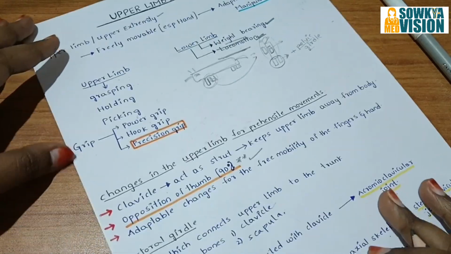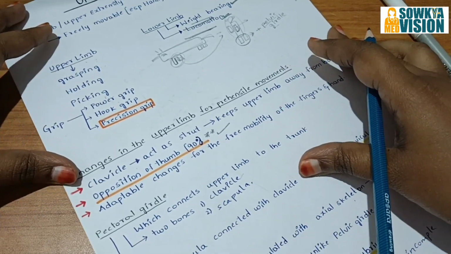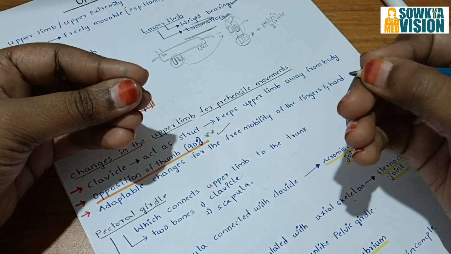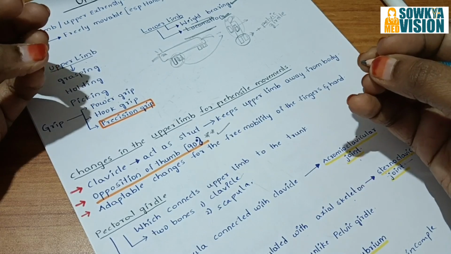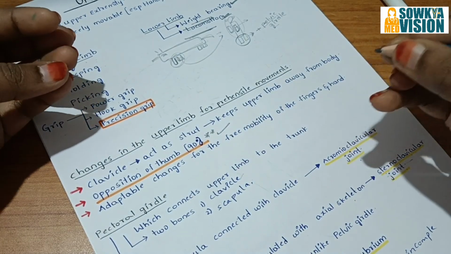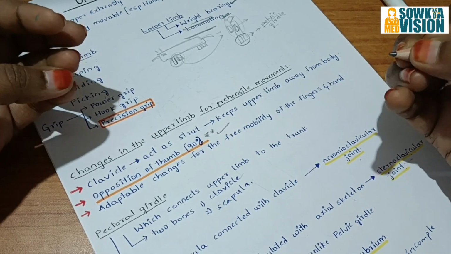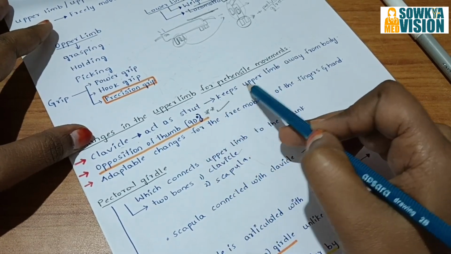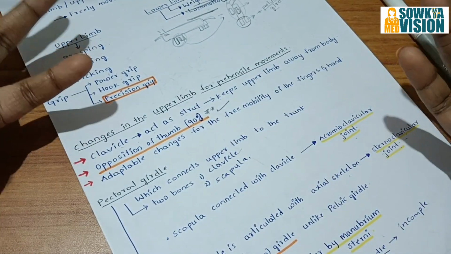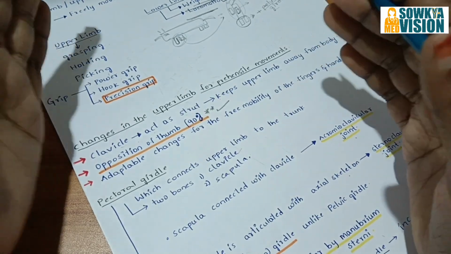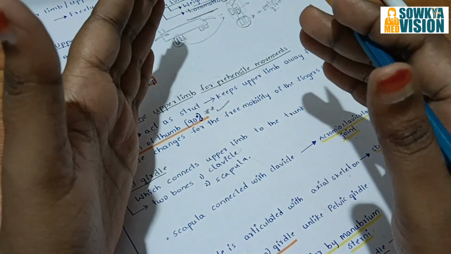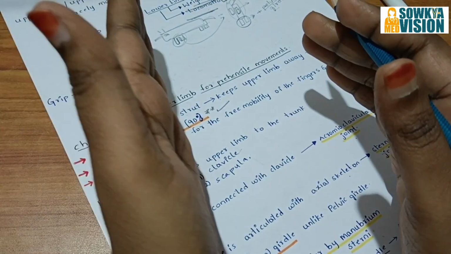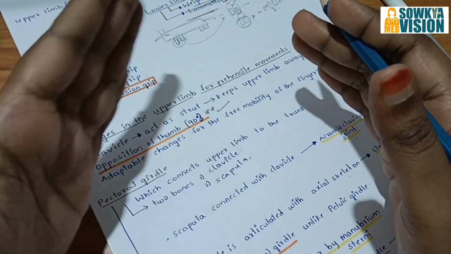Now let's see what the changes in the upper limb for prehensile movement are. Only humans can do prehensile movement. Dogs, buffaloes, horses cannot do it like us. Prehensile movements can only be done by humans, right? Now the clavicle acts as a strut which keeps the upper limb away from the body, rather than keeping it attached. It is kept apart, right?